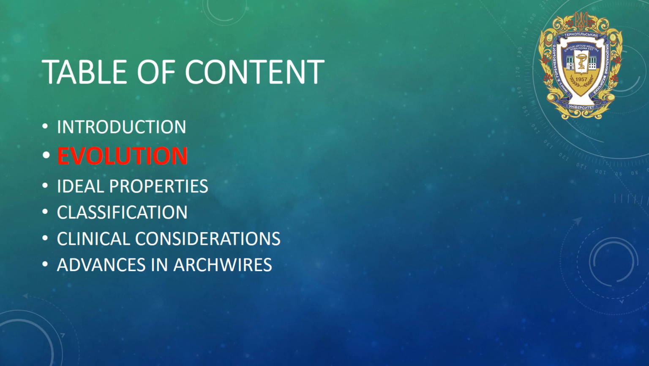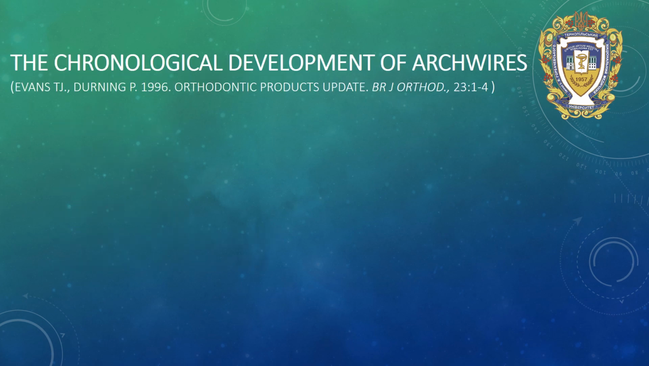Evolution of archwire. The chronological development of archwires, according to the article Orthodontic Product Update, British Journal of Orthodontics. First phase: orthodontists used gold and stainless steel from the beginning of the 19th century till the 1960s.